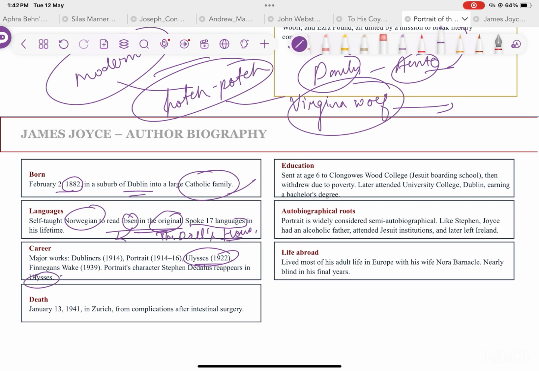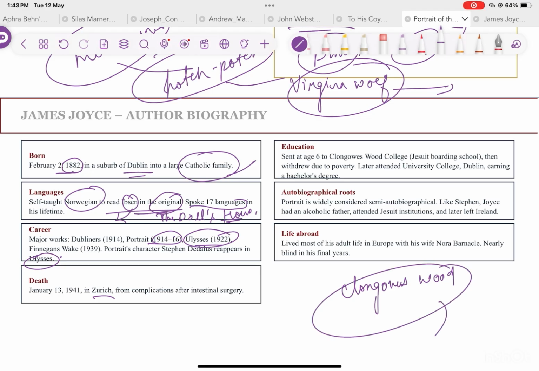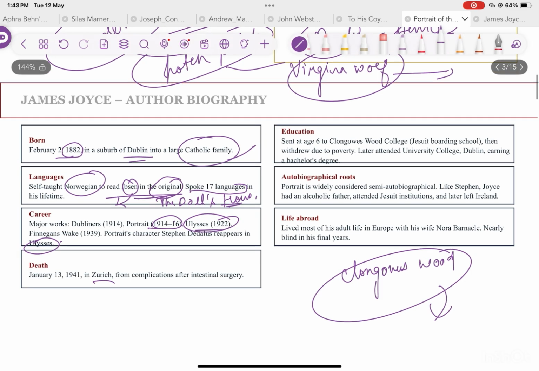Okay, so Portrait of the Artist was written in England, 1914 to 16. Death, Zurich. His education: he was sent at the age of 6 to Clongowes, which also appears in the novel as well, a Jesuit boarding school, then withdrew due to poverty. Later he attended University College Dublin, earning a bachelor's degree.